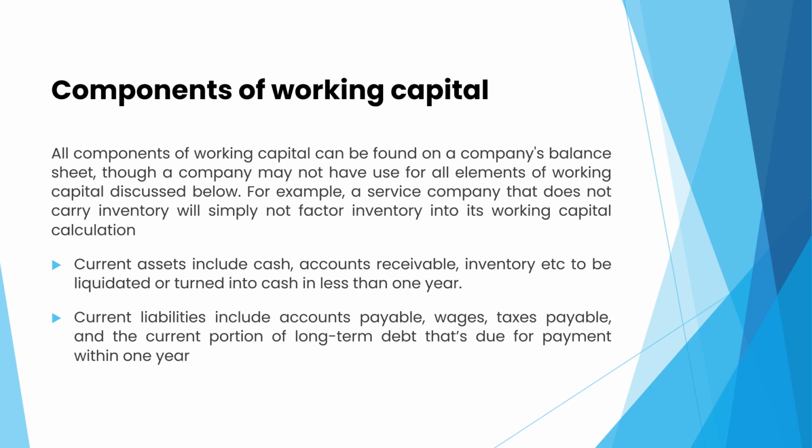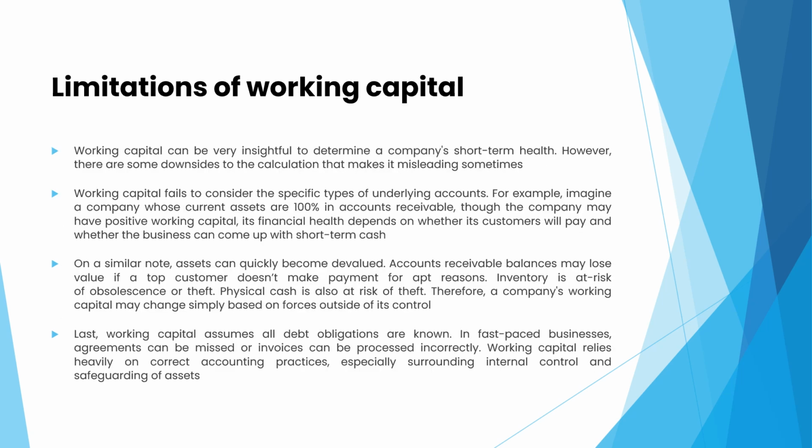Now we'll understand the components of current assets and current liabilities. Current assets include cash, accounts receivable, inventory, etc. to be liquidated or turned into cash in less than 1 year. Current liabilities include accounts payable, wages, tax payable, and the current portion of long-term debt that is due for payment within 1 year.